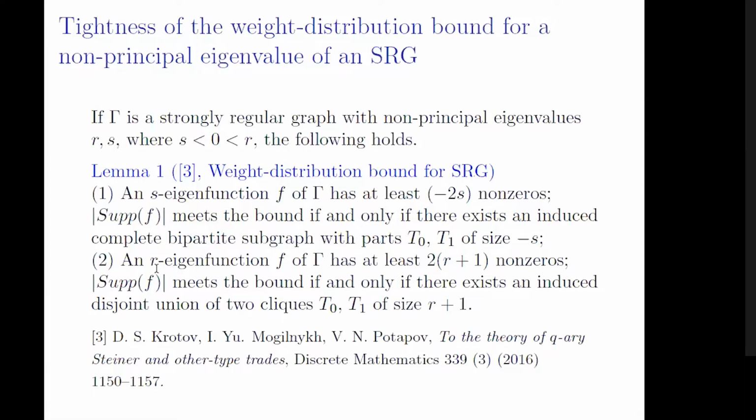And for the positive non-principal eigenvalue r, an r eigenfunction f of gamma has at least 2 times (r plus 1) non-zeros, and the cardinality of support of f meets the bound if and only if there exists an induced disjoint union of 2 cliques T_0, T_1 of size r plus 1.